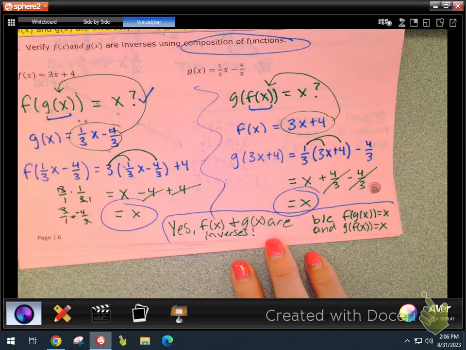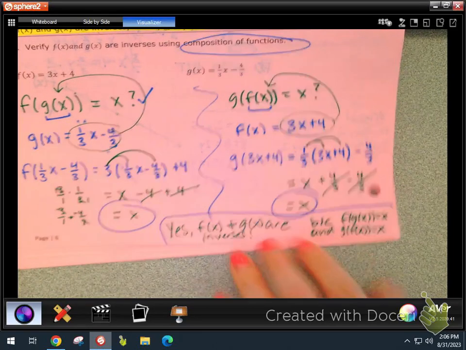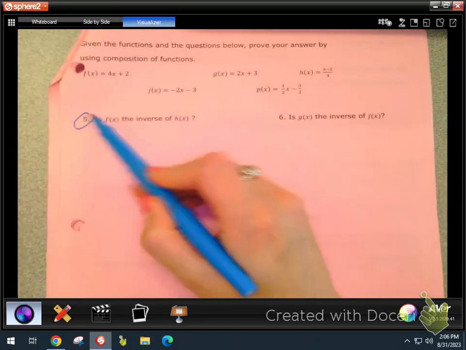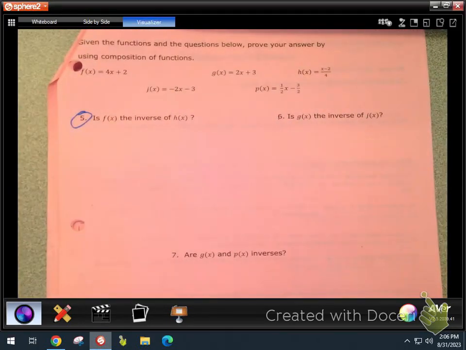I think it's going to happen on one. Y'all do number 5 real quick. Do number 5, and then I think I want to do 6 together, and then we'll do Delta Math.